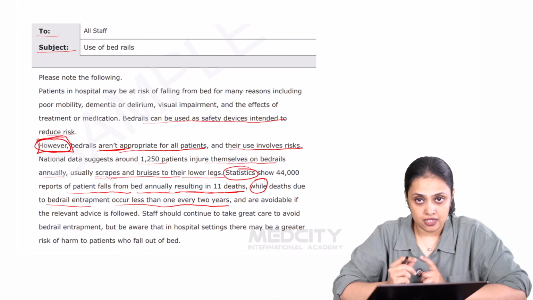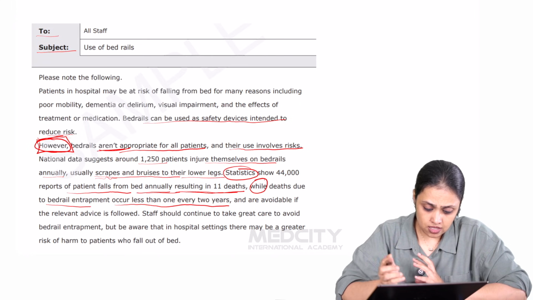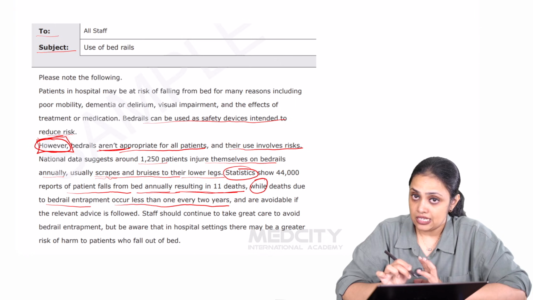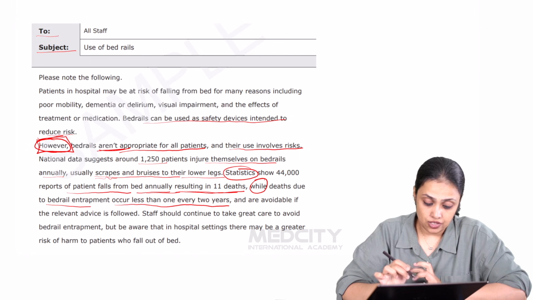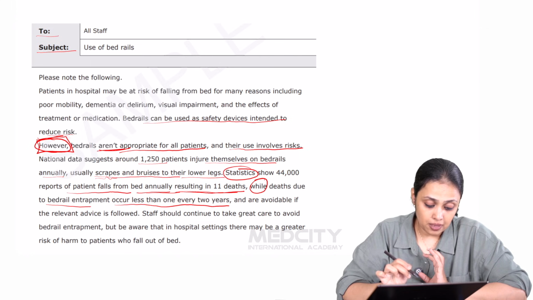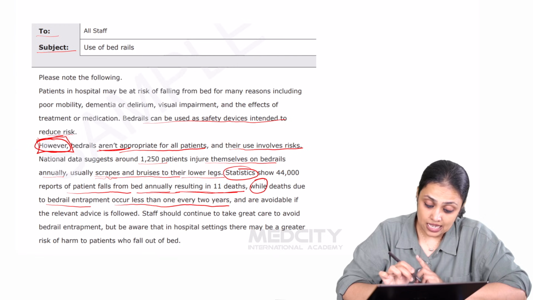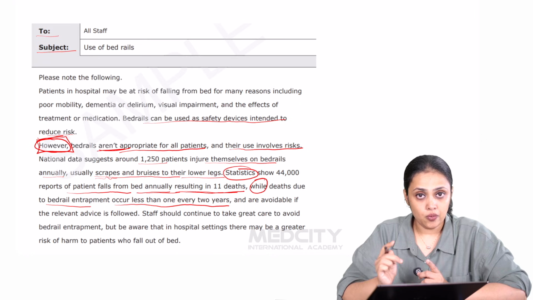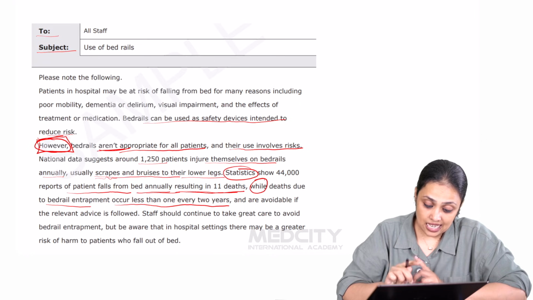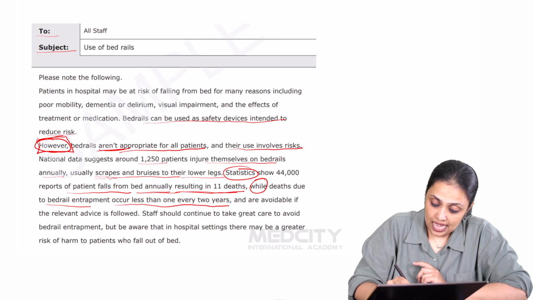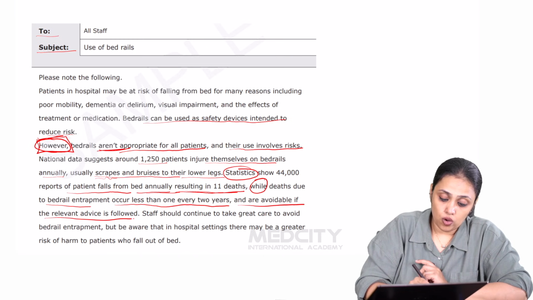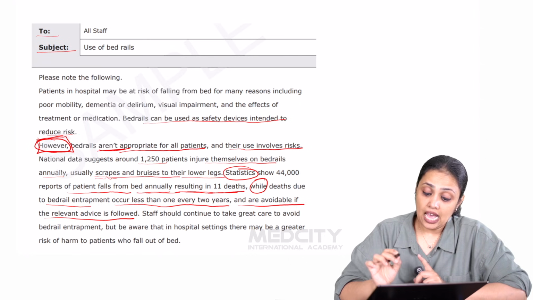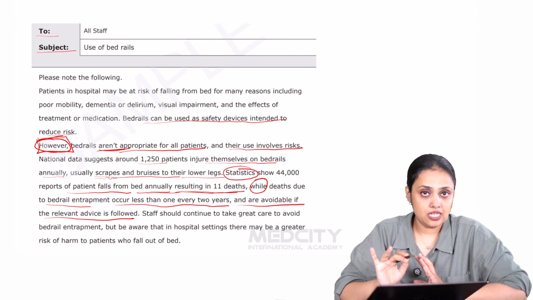So here they have made a comparison. That is, as per the statistics, the number of deaths annually because of fall from bed in hospitals is 11 deaths annually, while deaths due to bed rail entrapment, because of the patient being entrapped in the bed rail, occur less than 1 in every 2 years. So you just see the difference there. When one is 11 deaths annually, bed rail entrapment is less than 1 every 2 years, and are avoidable if the relevant advice is followed. It's also said that already the number is very less when it comes to bed rail entrapment, and even that can be avoided if relevant advice is followed.